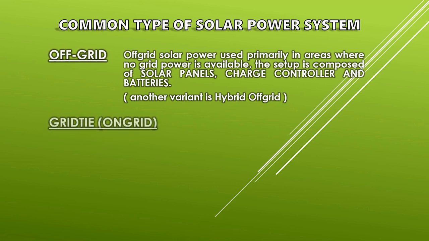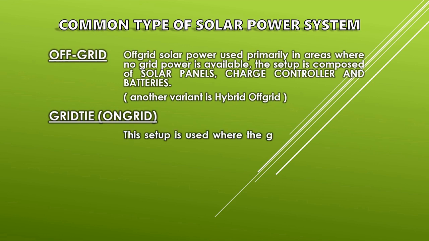Off-grid solar power is used primarily in areas where no grid power is available. The setup is composed of solar panels, charge controller, and batteries. Another variant is hybrid off-grid.